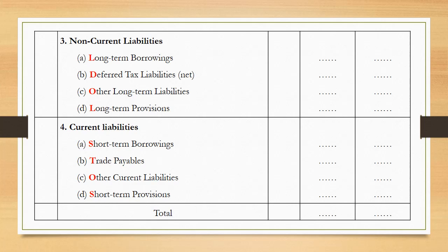In the same way, for current liabilities, I give you the word as TOSS, TOSS. T is trade payables, O other current liabilities, S short-term provisions, and S again is short-term borrowings. Order has to be STOS.